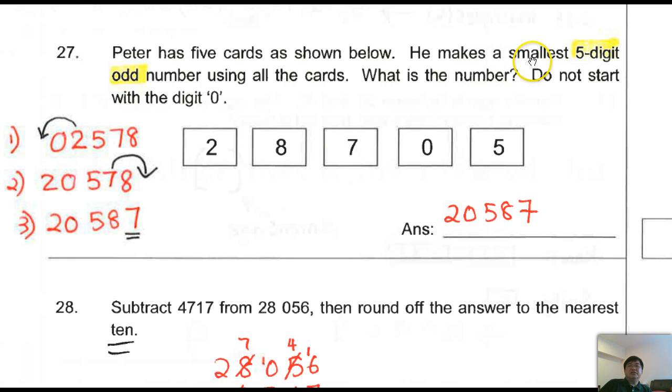Now this one says smallest 5-digit odd number, right? Then if you have smallest 5-digit even number, it is this answer here. Then if it's required for you to find the largest odd number or the largest even number, you do the opposite. Arrange them from 8, 7, 6, 5 to 0. Then you do the necessary changes, whether it's an odd or even number.